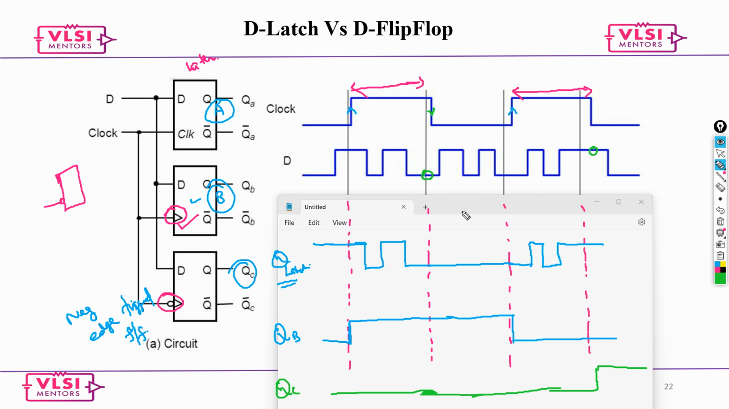Can someone quickly summarize what we learned here? How do you draw the output if it is a positive level sensitive device? Yeah, let me explain.